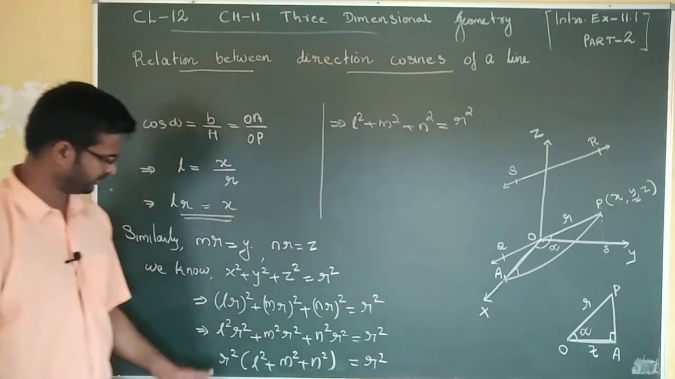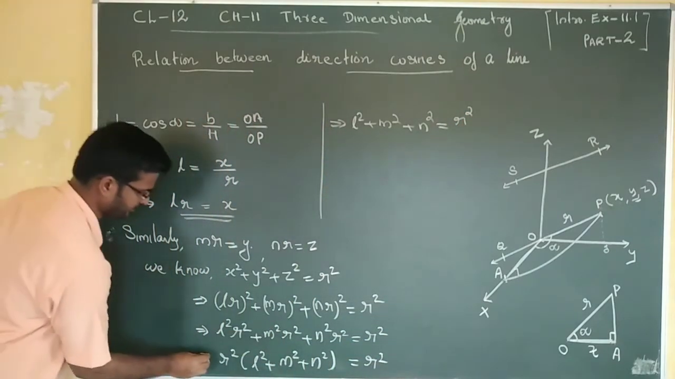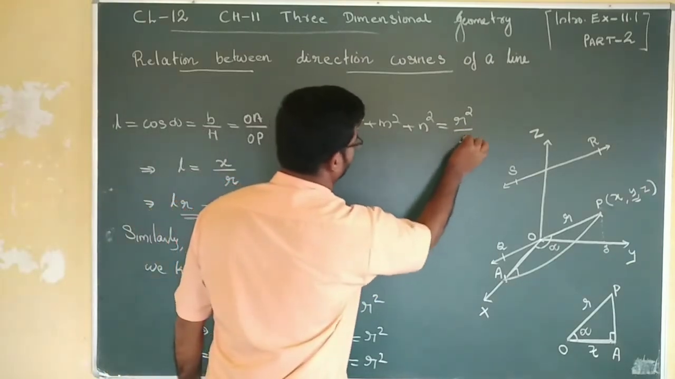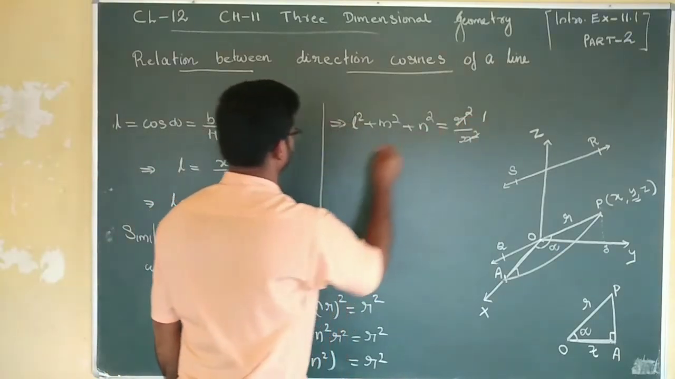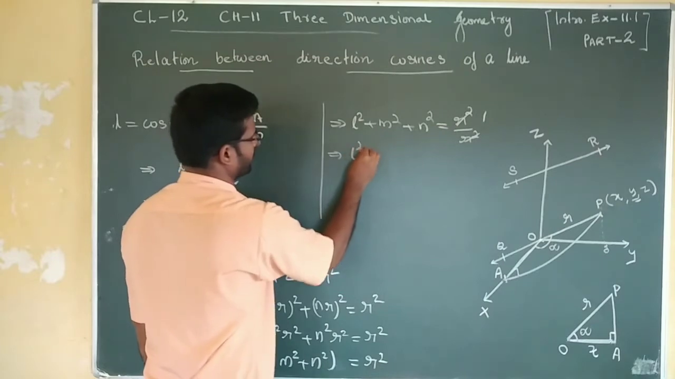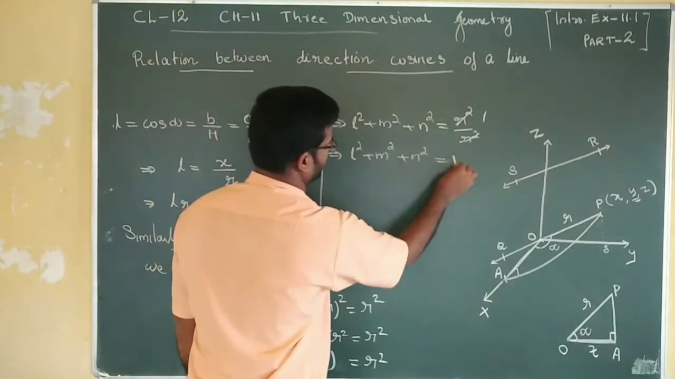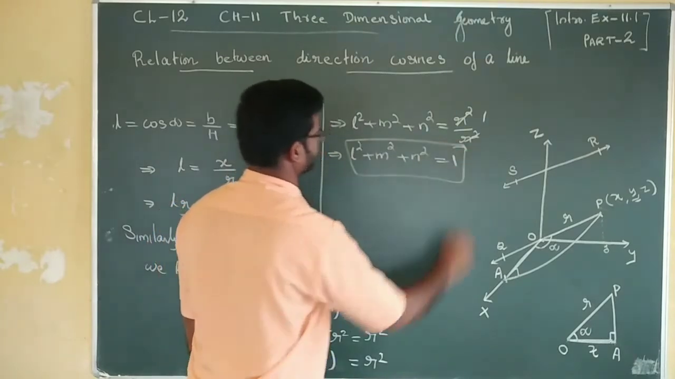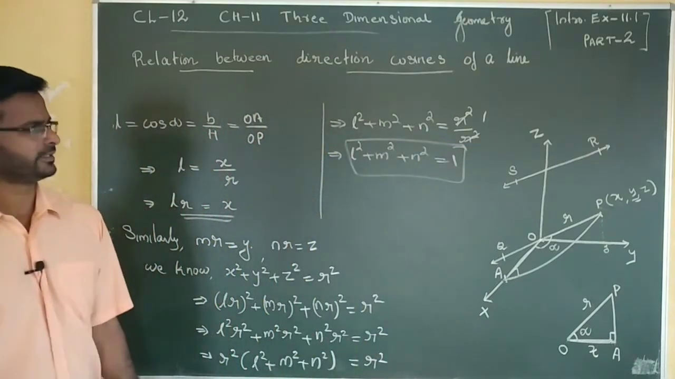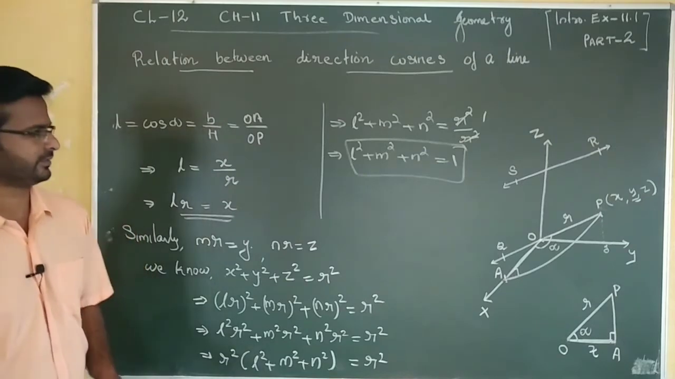From left side, this R square bring to right side, that time divide by R square. Got it? We get 1. L square plus M square plus N square equals 1. This is our relation between direction cosines.